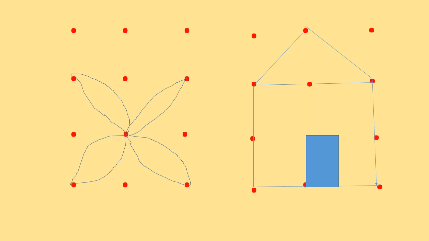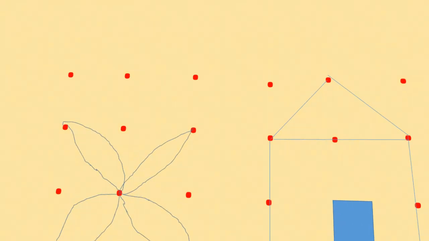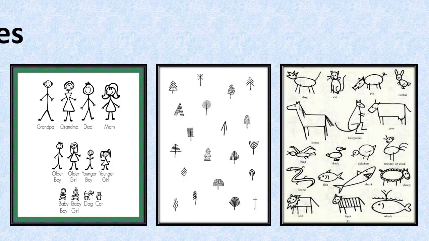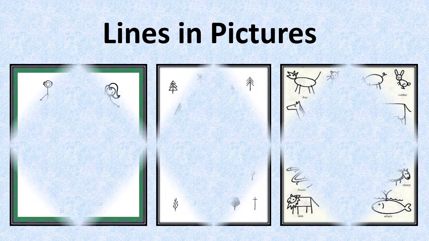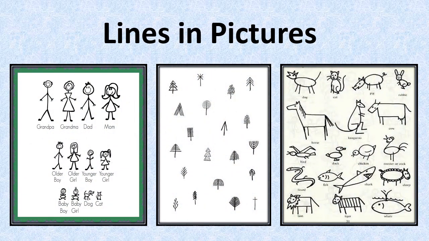We can make our own designs by joining the dots with curved or straight lines. Look at these pictures. We can draw different pictures using different types of lines such as curved, standing, slanting, and sleeping lines.